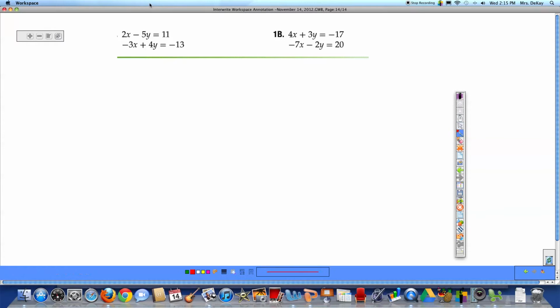The first thing we would want to do if we had to make a table is to put this in slope-intercept form. Okay, so we would start out with negative 5y equals negative 2x plus 11. Divide everything by negative 5. And you would end up with y equals 2/5 x minus 11 over 5. You don't have to put those into decimals. No, you should not put them into decimals. Okay.